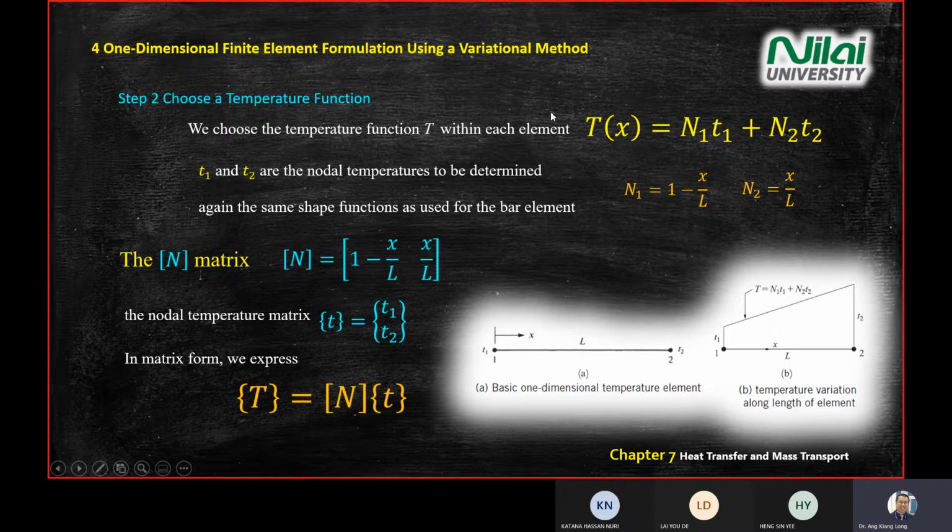So if you want to put the temperature function in simplified or matrix form, you write curly bracket T equal to bracket N curly bracket T. So it's taking the form of F equal to KD, which you learned from the first chapter. We have just changed it according to the scenario. We are looking at heat transfer, and heat transfer relates to temperature. So capital T equal to N T. And every time you see capital, it means you're looking at the global scale, global dimension, right?